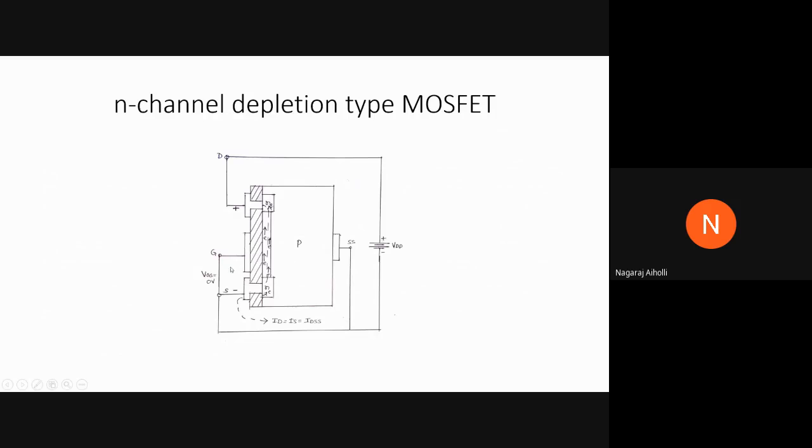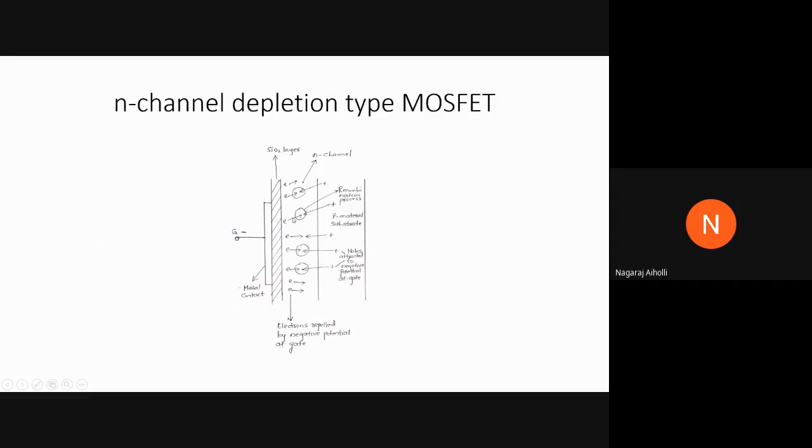Try to understand here. When we apply the negative gate voltage, we know that like charges repel each other and unlike charges attract each other. Because the gate voltage is negative and the channel is the N layer, the majority carriers are electrons. So these electrons are repelled by the negative gate voltage, whereas the holes in the P-type substrate are attracted by the gate voltage. So electrons are moving away from the gate, whereas holes are moving towards the gate.